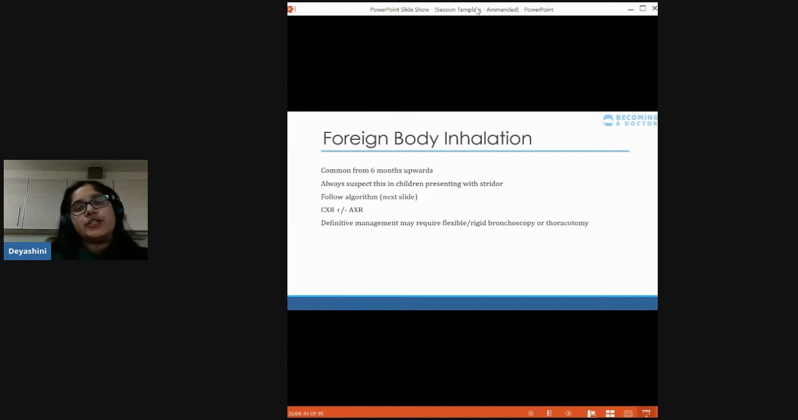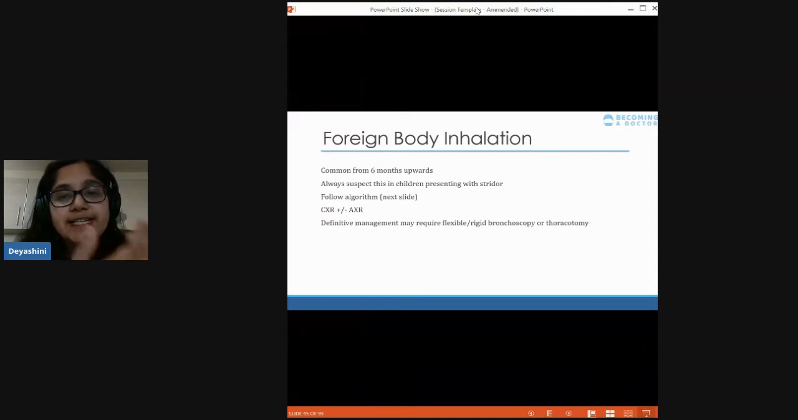Right, foreign body inhalation we've touched on. As soon as they start crawling around, they start putting things in their mouth, so you've got to be careful. We'll look at an algorithm on the next slide. They will need a chest X-ray, and they might need an abdominal X-ray. If it's foreign body ingestion as opposed to inhalation, they'll feel sick or their tummy will more likely hurt. If you can't see it on the chest X-ray, you have to do an abdominal X-ray to see if it can be seen.